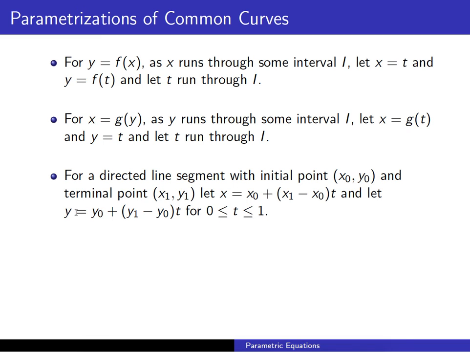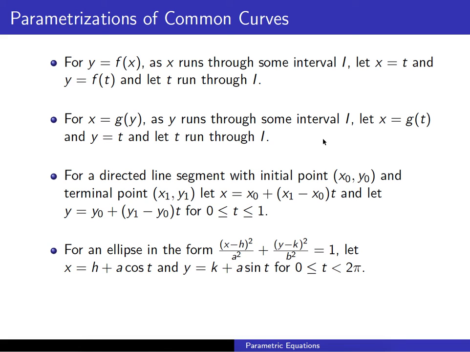So just as a way to make it easier on yourself, for directed line segments with initial point x0, y0, and terminal point x1, y1, just have x be the initial point plus the difference in terminal minus initial times t, and same thing for y. And use values of t between 0 and 1.